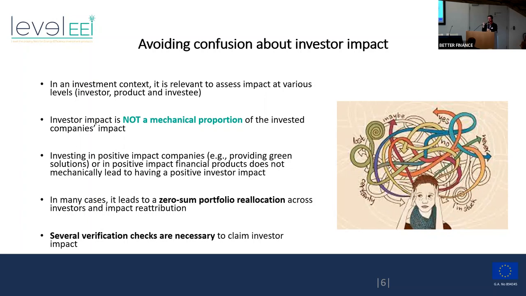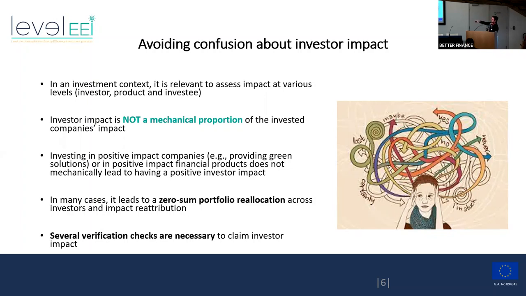So how do you make a change when you just invest in a company, let's say through secondary markets, in which you have just purchased the securities that were already owned by someone else? It's just an exchange, a trade between two people. Where is the change for the society or the environment? I cannot see any change when it's done in secondary markets.